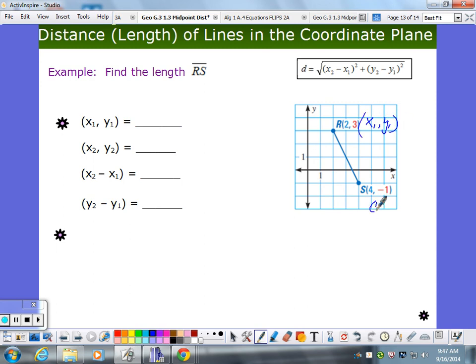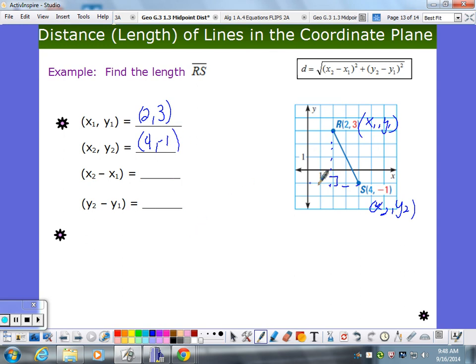And let's pick that one as x2, y2. You could have gone the other way, it really doesn't matter. And remember, what we're doing is we're kind of secretly making this right triangle. I want this square plus that square to get that square. So my x1, y1 is 2, 3. My x2, y2 is 4, negative 1.